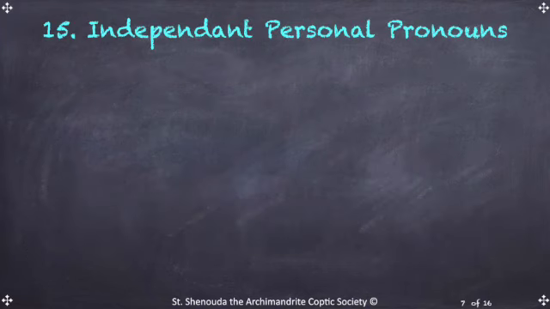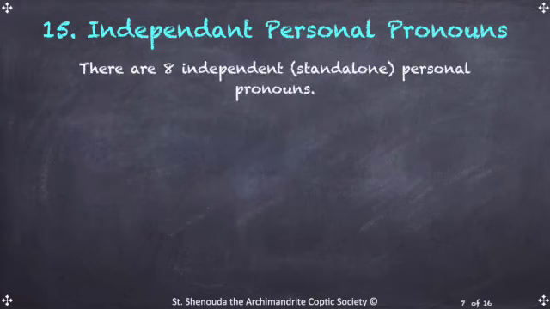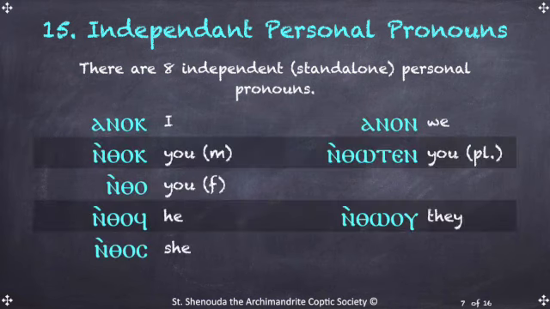Independent personal pronouns are other elements that can be used in a nominal sentence. As before, there are 8 persons in the Coptic language. As such, there are also 8 personal pronouns that are standalone, that they don't attach themselves to anything else in the sentence. Here are our 8 persons in Coptic.